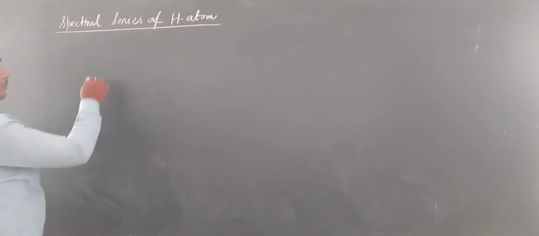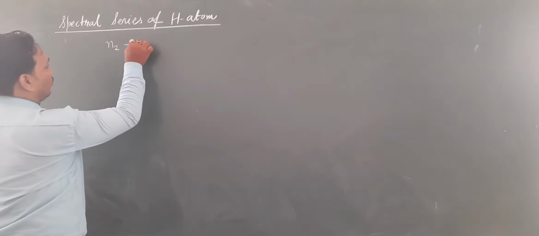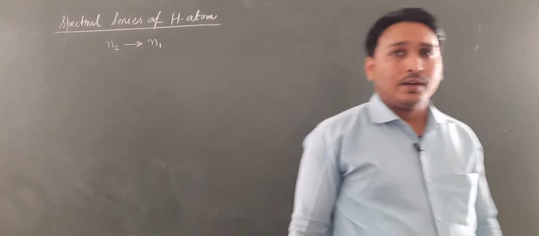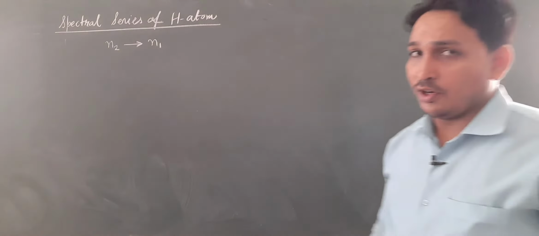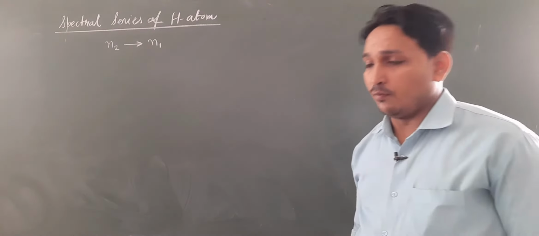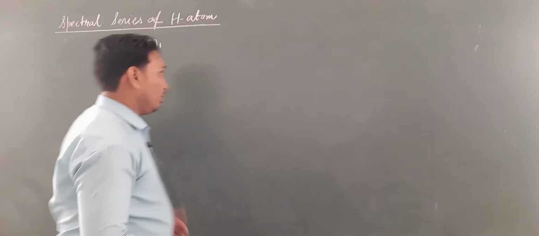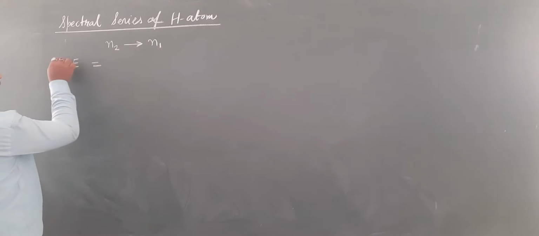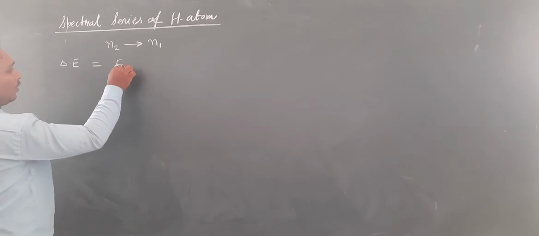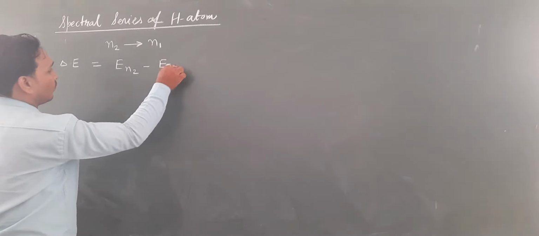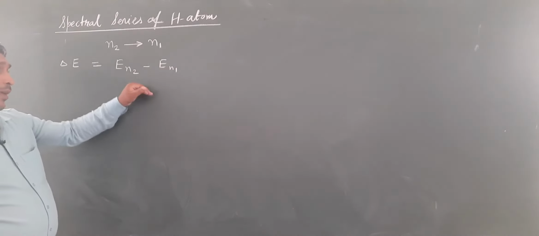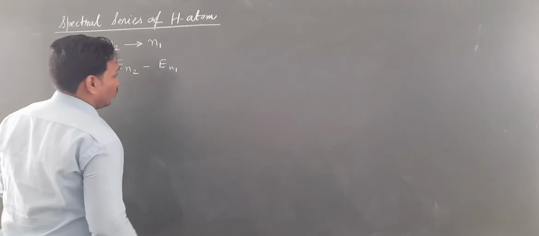Suppose an electron is getting transferred from n2 to n1. So basically, according to the frequency condition given in the Bohr theory of atom, the energy which is being released or absorbed, delta E, is given by E n2 minus E n1. What is the energy associated with the n2 orbit minus the energy associated with the n1 orbit?